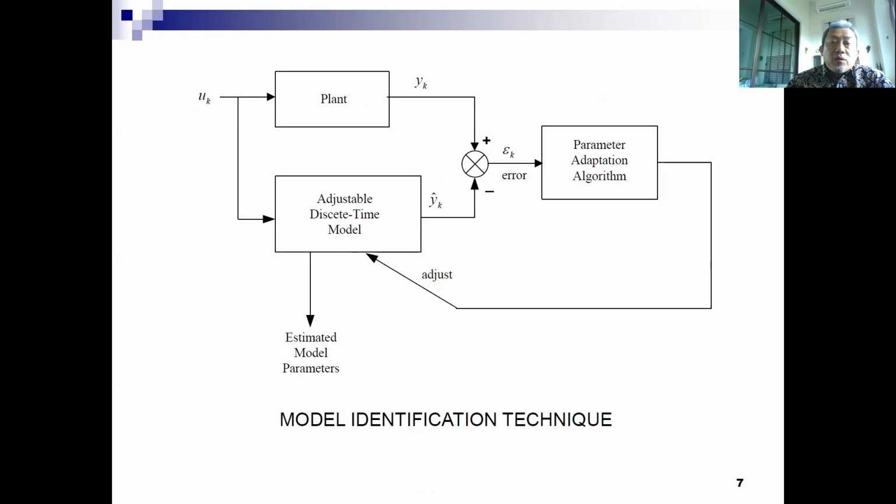So we already know that to estimate the model, we need to have the comparison between the actual Y and the estimated Y, because the difference between the actual Y and the estimated Y, the output, will give you an error. The smaller the error, the better the adaptations of the parameter algorithms for the estimated model parameters.